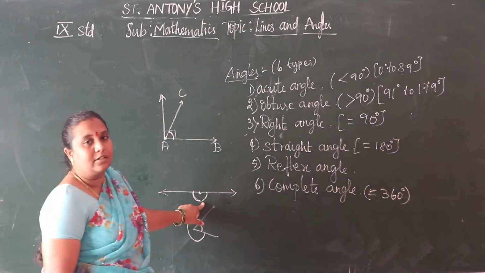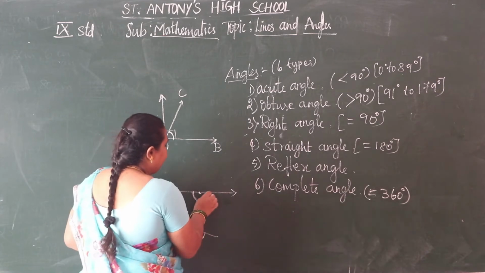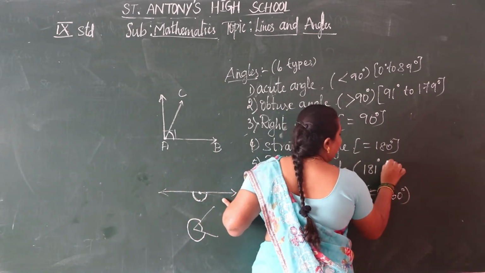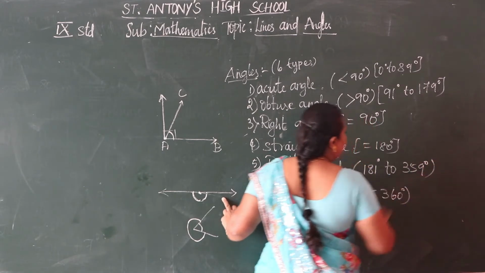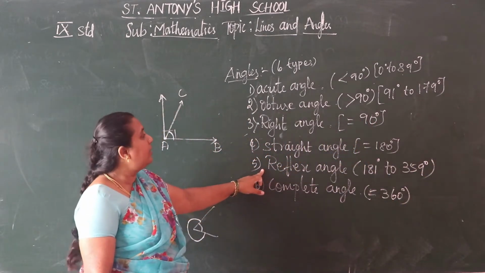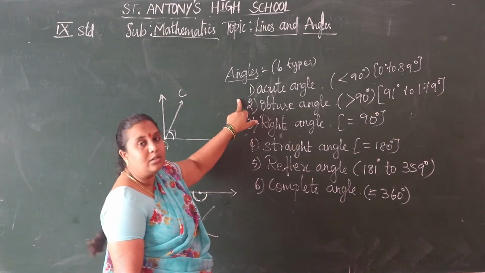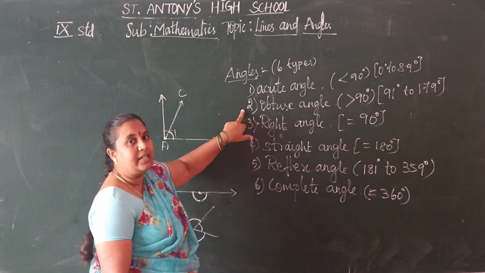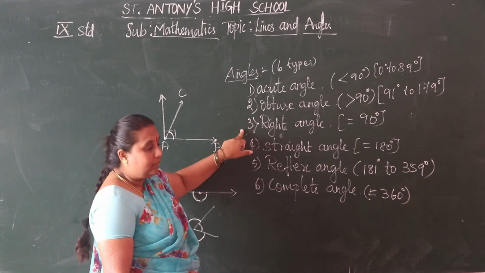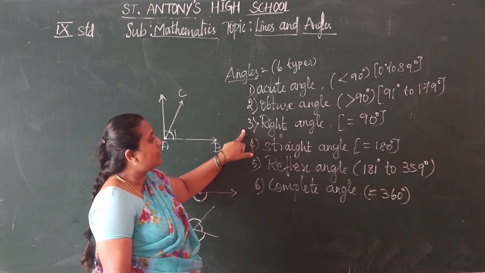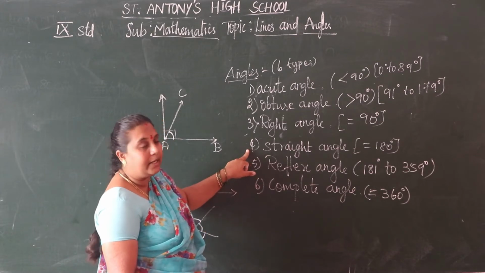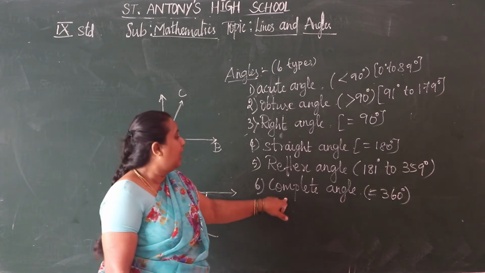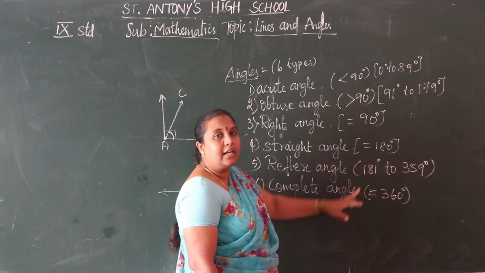Children, keep in mind: an acute angle is less than 90 degrees. An obtuse angle is greater than 90 degrees, that is 91 to 179 degrees. Exactly 90 degrees is a right angle, exactly 180 degrees is a straight angle, exactly 360 degrees is a complete angle, and a reflex angle is 181 degrees to 359 degrees.